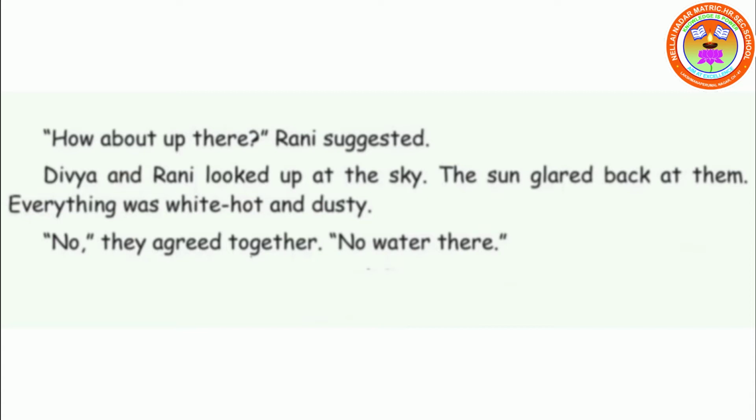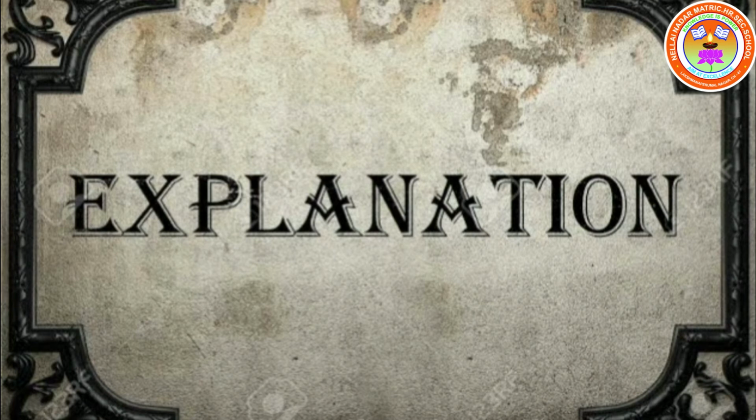Got it? How about up there? Rani suggested. Divya and Rani looked up at the sky. The sun glared back at them. Everything was white hot and dusty. No, they agreed together. No water there. Children, now let us see the explanation of the story.